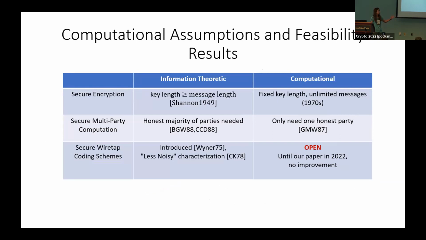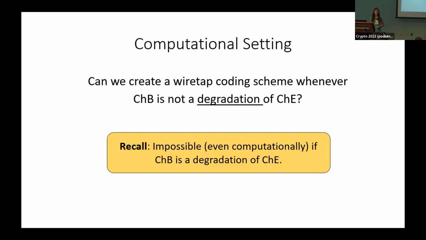So what we do in this paper is we solve this 40-year-old open problem and ask, can we expand the feasibility region of these channels in the computational setting? So that is the focus of our paper. So in light of that, we'll return back to our original question, but this time in the computational setting. So we ask, can we create a secure wiretap coding scheme whenever channel B is not a degradation of channel E? And recall that our simple impossibility, where Eve can simulate Bob's channel, also holds in the computational setting.